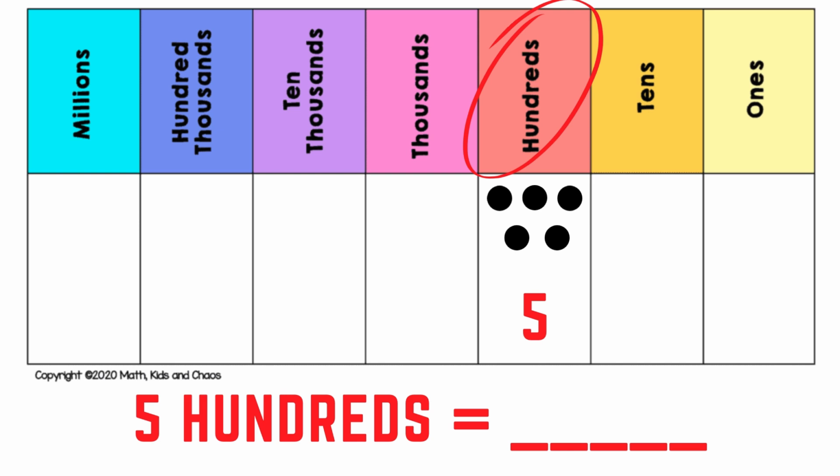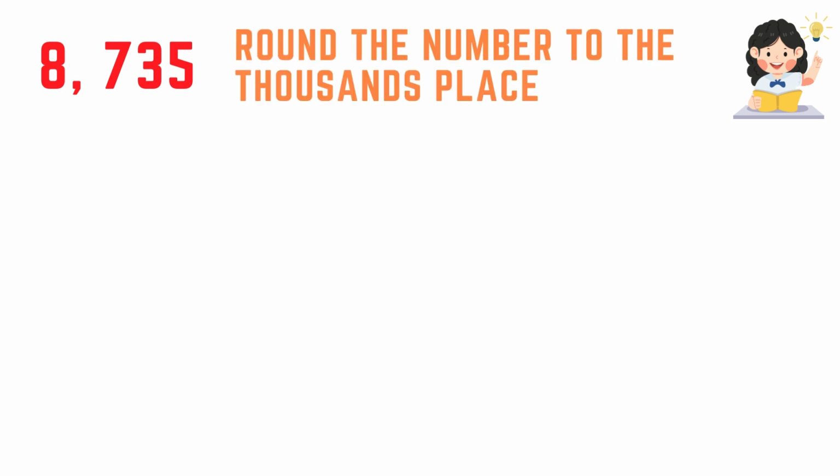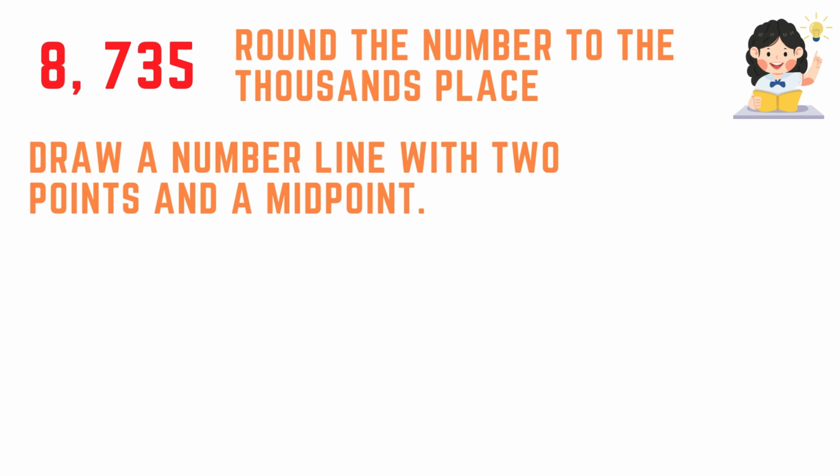So since we have 5 hundreds in the hundreds place, how many tens do we have? There is none. How many ones do we have? There is none as well. Therefore, how much is 5 hundreds? That is equal to 500. Awesome. Now, together, let us read our number. 8,735.